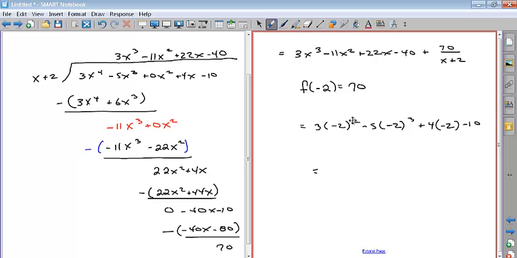So you've got negative 2 to the 4th, which is 16. 16 times 3 is 48. So you have 48. Here you have negative 2 cubed, which is negative 8 times negative 5, so that's going to be positive 40. Then you get negative 8 minus 10. So you get 88. Minus 8 is 80. Minus 10 is 70. So that does work out right.